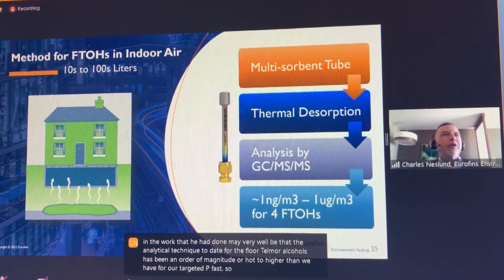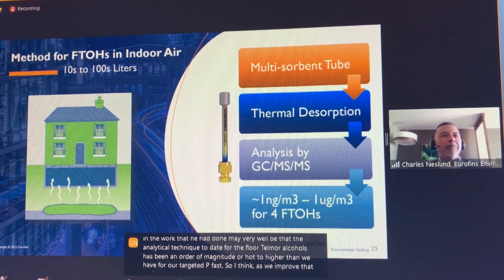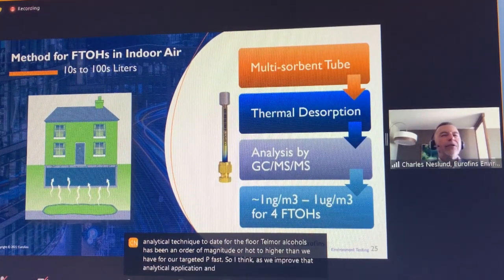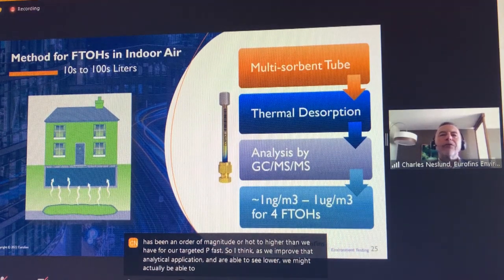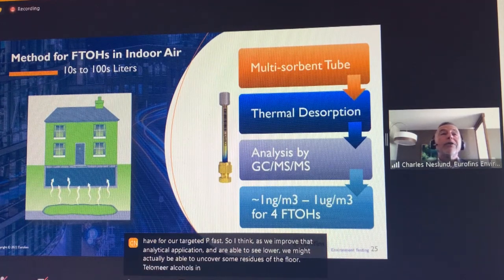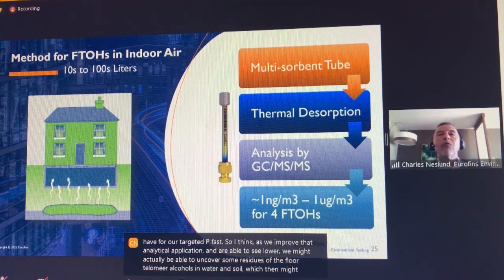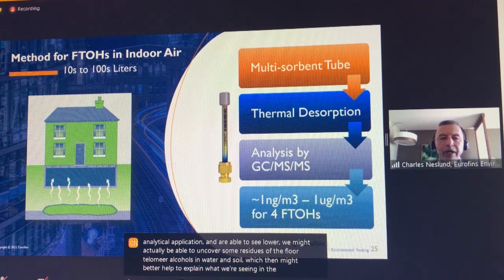So I think as we improve that analytical application and are able to see lower, we might actually be able to uncover some residues of the fluorotelomer alcohols in water and soil, which then might better help to explain what we're seeing in the VI.